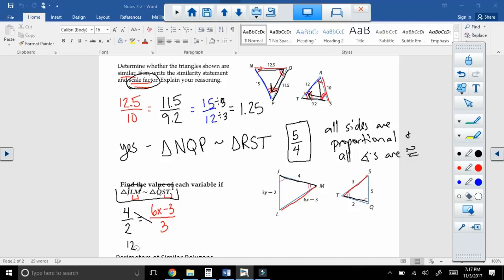When I cross multiply, I get 12 equal to, and make sure that you distribute that, 12x minus 6. When you add 6 to each side, you get 12x equal to 18. And then lastly, you should get x to equal 1.5.